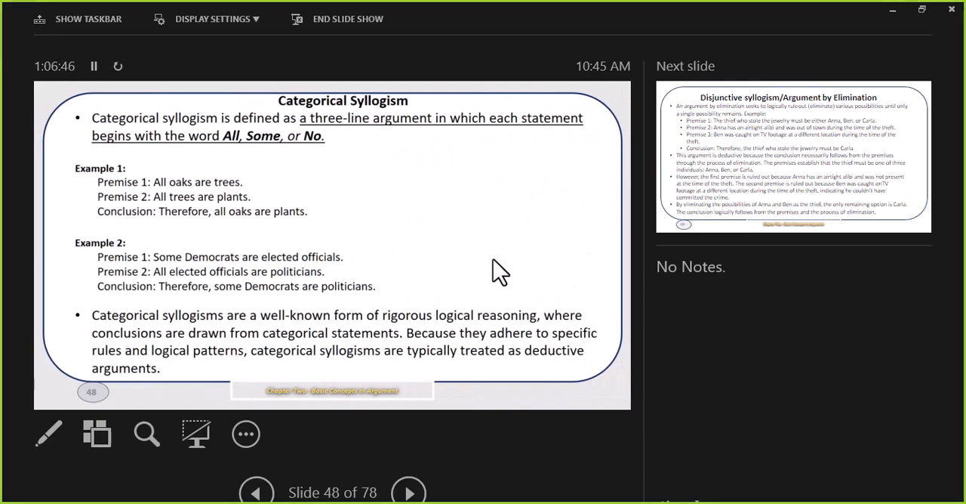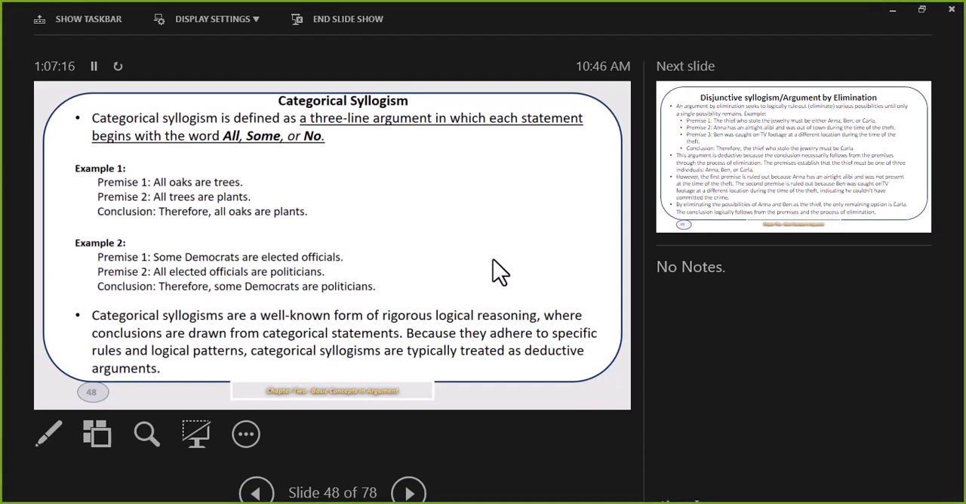Categorical syllogisms are deductive arguments. What's a categorical syllogism? As the word implies, they categorize: some elements of the subject are included in or excluded from the predicate class, or all elements of the subject are included or excluded from the predicate class, or no element of the subject is excluded or included in relation to the predicate class, right?